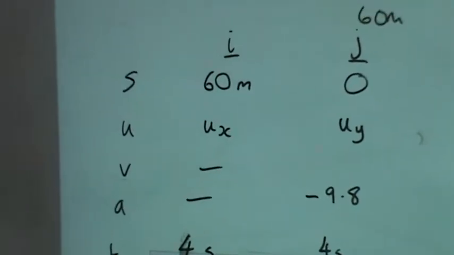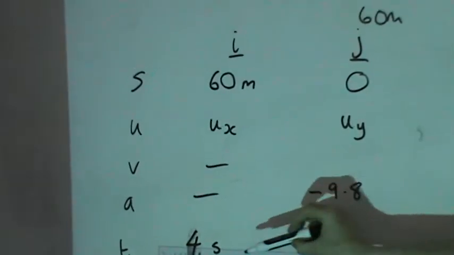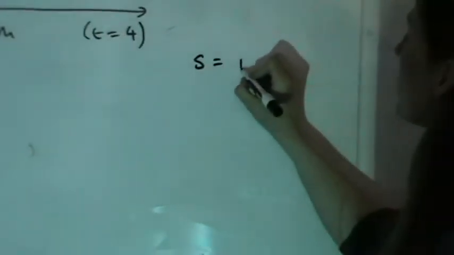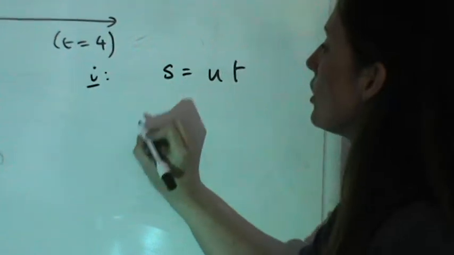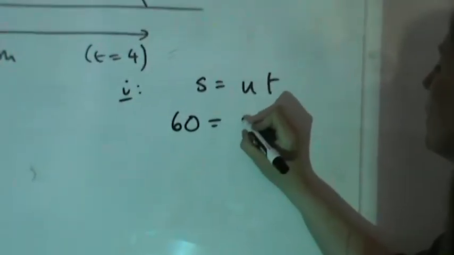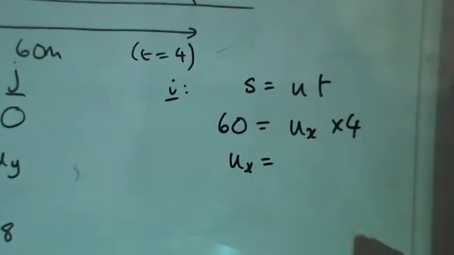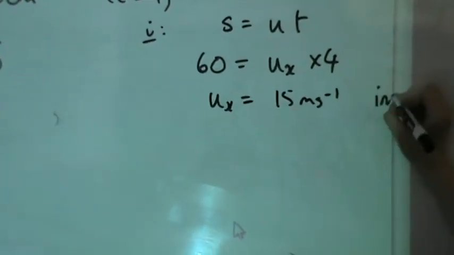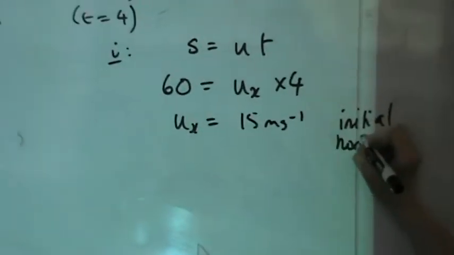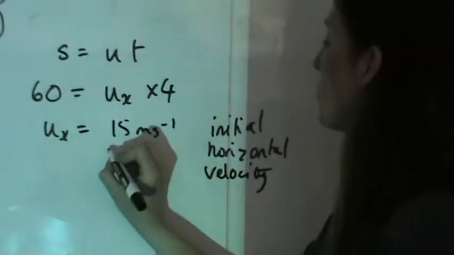Now it's easy. You've got your equations on the front of the paper. The only one that's useful horizontally is just that displacement is equal to velocity times time, because we have constant velocity there. So let's put our numbers in. So this is in the i direction, so we've got 60 is equal to ux times 4. Well, that's easy. We've got our initial horizontal velocity is 15 meters per second. Okay, so that's one answer.